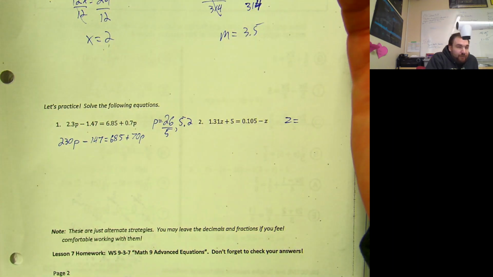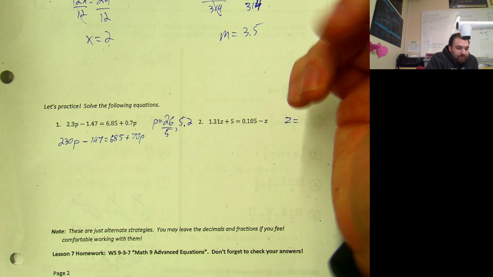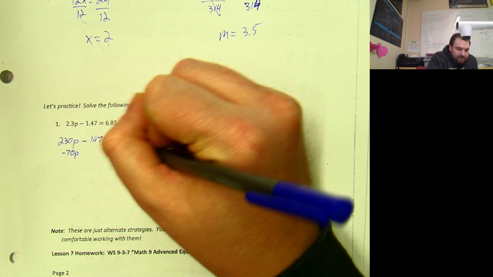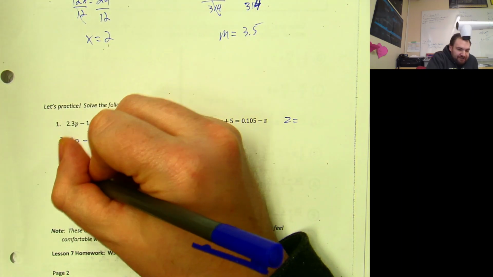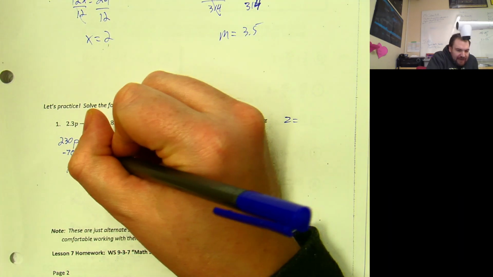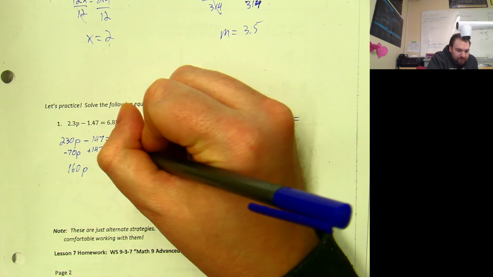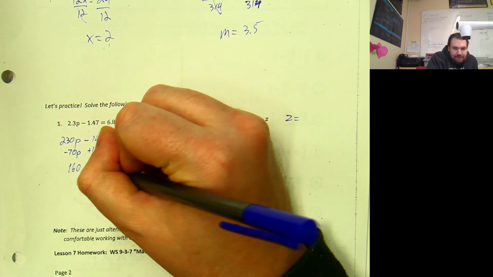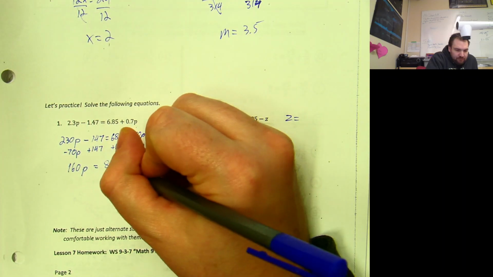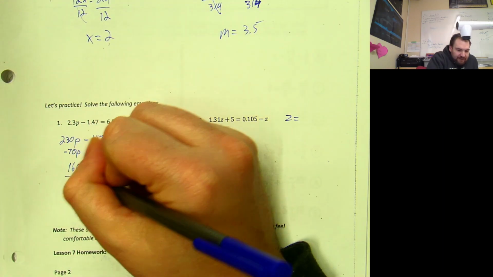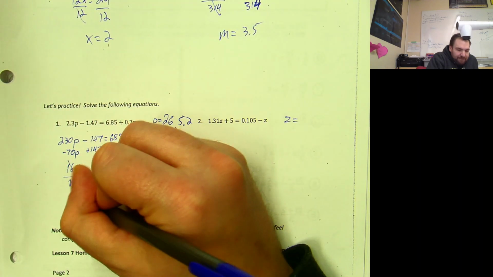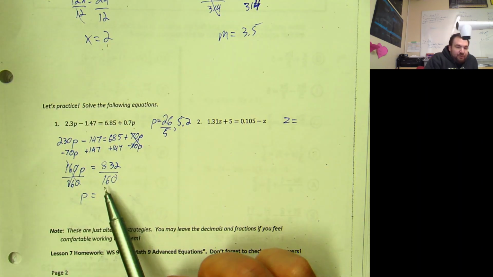So then what did we do next? Okay, we subtracted 70p from both sides. So that's going to give us 160p. And then we added 147, I heard. So 160p is going to equal, what is it, 832? Divide by 160, divide by 160. I'm going to get p equals 832 over 160.